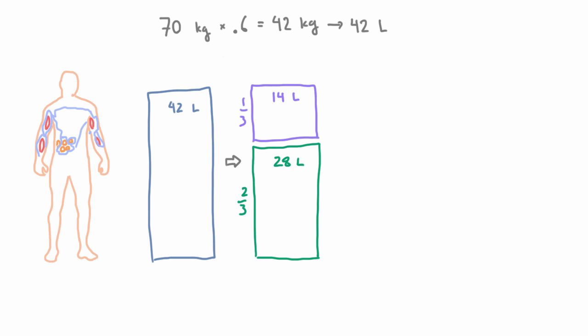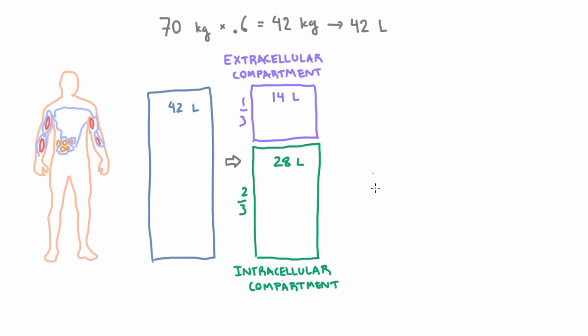Now the part that's inside cells, we like to call the intracellular compartment. And the part that's outside cells, we call the extracellular compartment. And the fact that we call them compartments suggests that they are somehow sealed off from one another. And they actually are, because around every cell, there's a cell membrane. And so the intracellular compartment is separated from the extracellular compartment by a cell membrane.